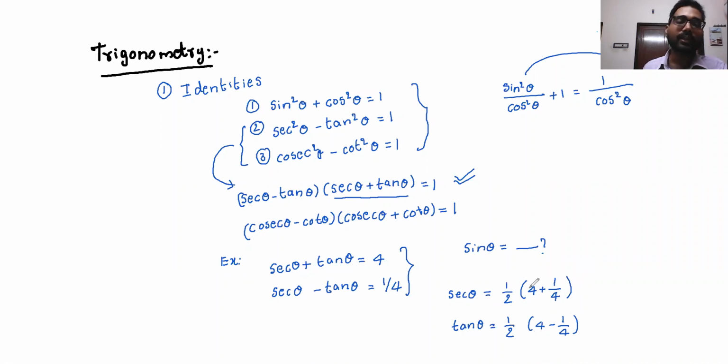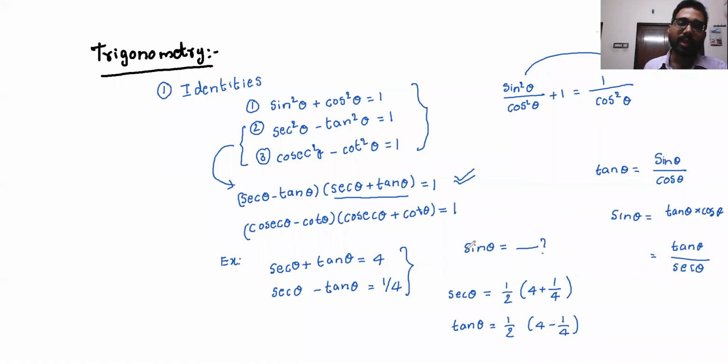Once we have secant theta and tan theta, we can easily find sine theta. What is sine theta? We know tan theta is sine theta upon cos theta. If we take this cos theta to the other side, sine theta is equal to tan theta into cos theta. Now cos theta we can write as 1 by secant theta. So this will become tan theta upon secant theta.